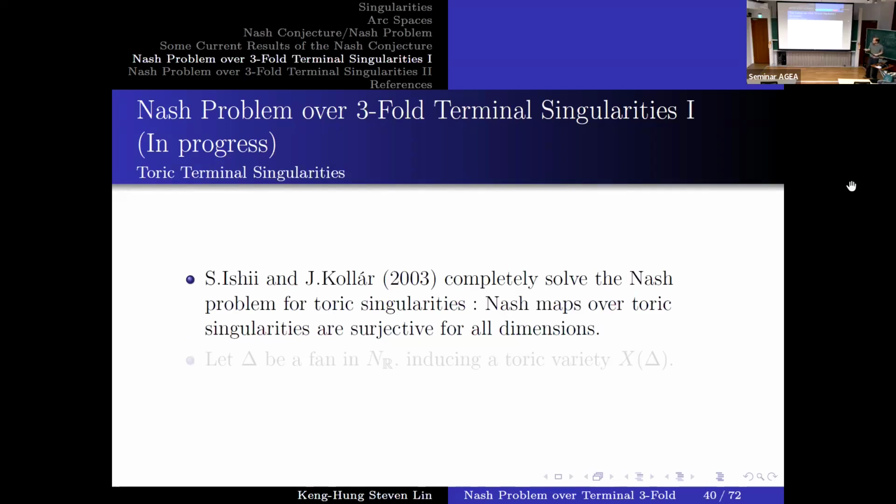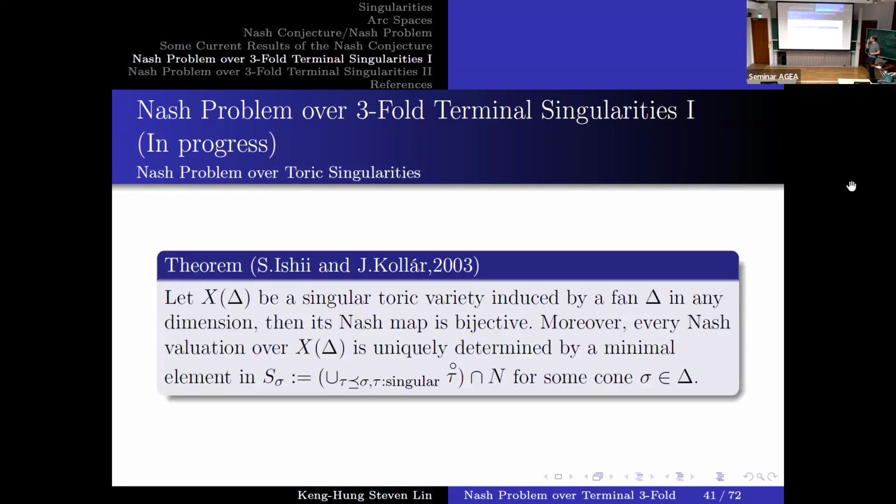This work is based on the work published by Ishii and Kollár. They fully solved the Nash problem for toric singularities, so Nash maps over toric singularities are surjective for all dimensions. Let X_Δ be a singular toric variety induced by the fan Δ in N_R. Then its Nash map is bijective.